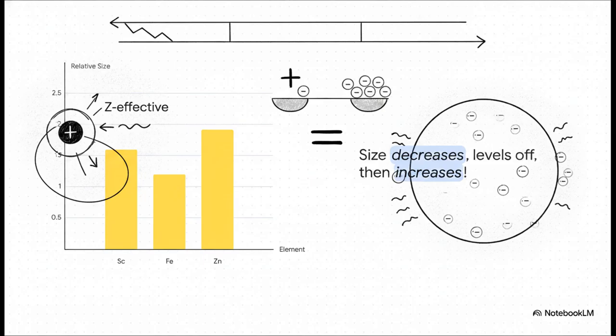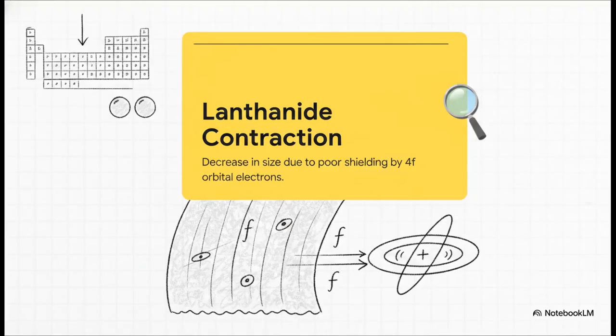Starting from scandium, the size does decrease as the pull of Z effective dominates. But right around iron, cobalt, and nickel, it completely levels off. That's because the screening effect of the electrons perfectly balances out the nuclear pull. And then, surprisingly, at the very end of the series, with copper and zinc, the atomic size actually increases. The screening effect of all those extra electrons just takes over and pushes the outer shell away. No way, right? And it gets better.